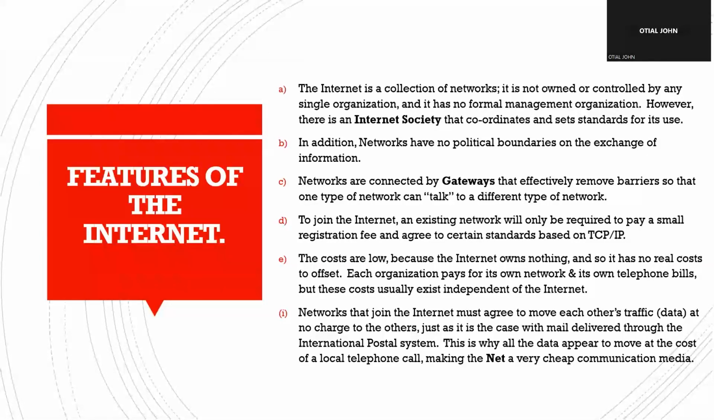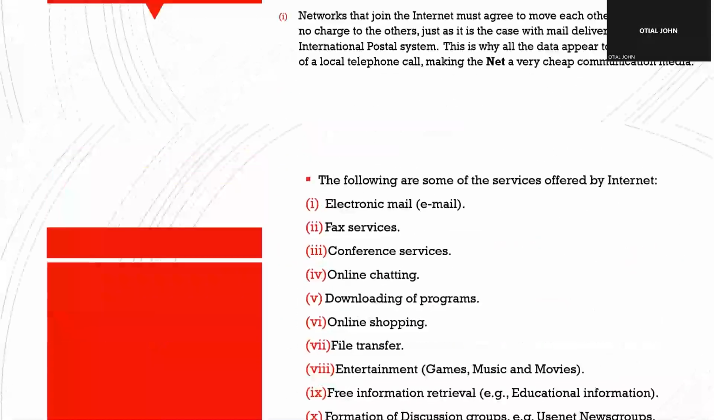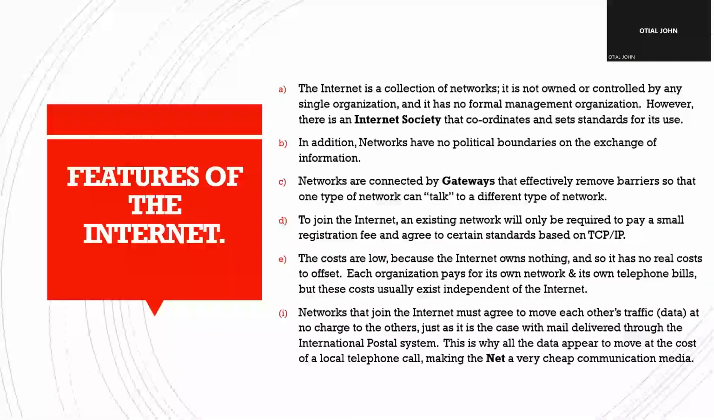Another feature of the internet is that networks are connected by what we call gateways that effectively remove barriers, so that one type of network can talk with different types of network.